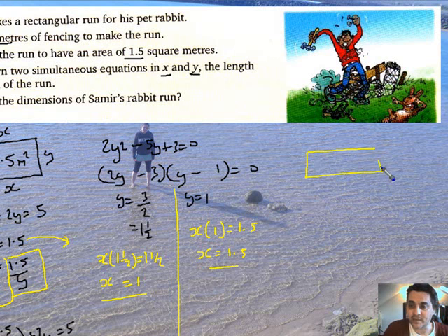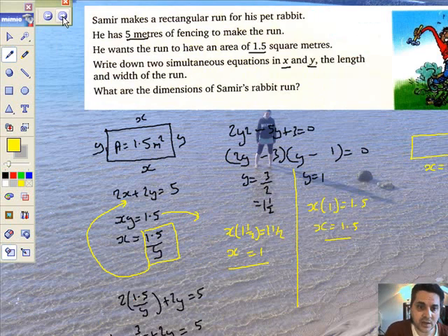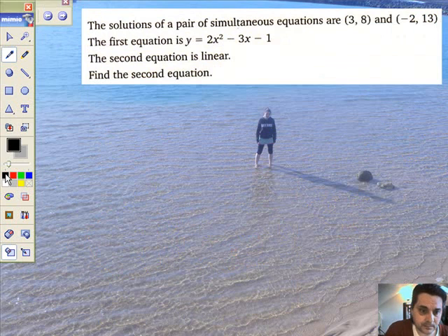Essentially, if I'm working out the dimensions, if x is the length, for example, let's go for the biggest one and write down x equals 1.5 here, and here I go for the smaller corresponding y value, and that's it. That's Samir sorted with his rabbit hutch problems.